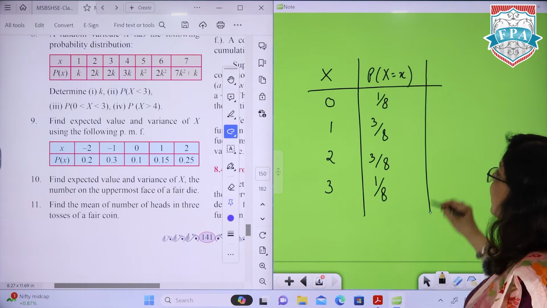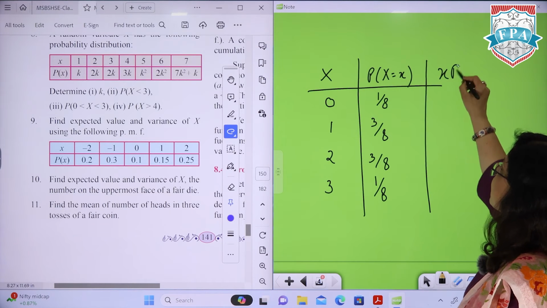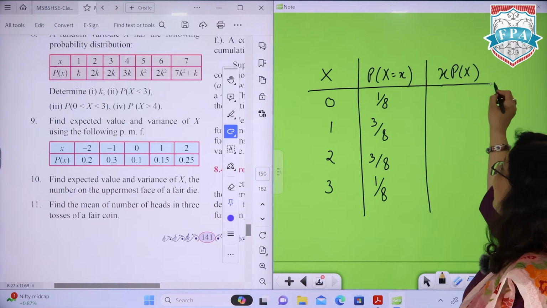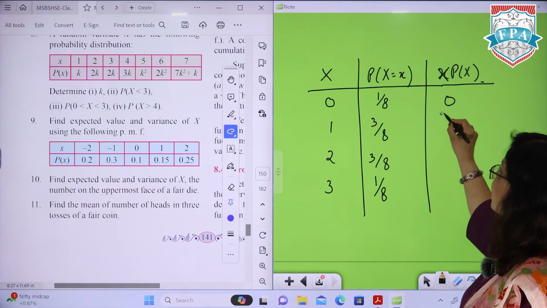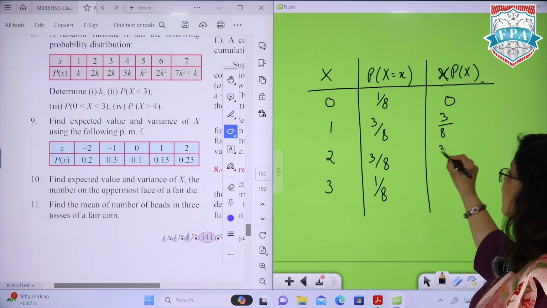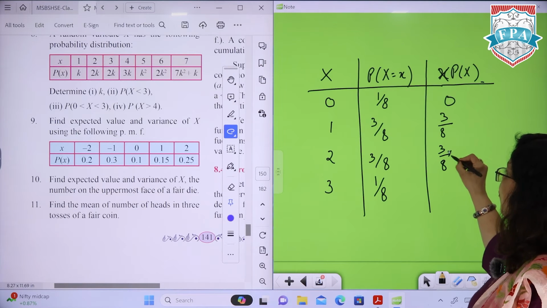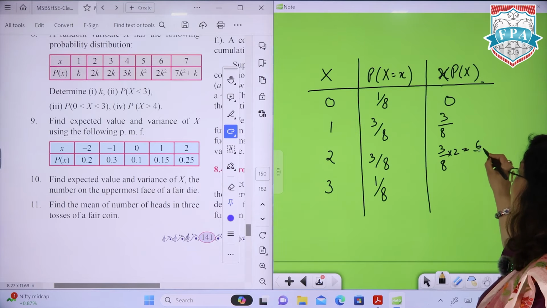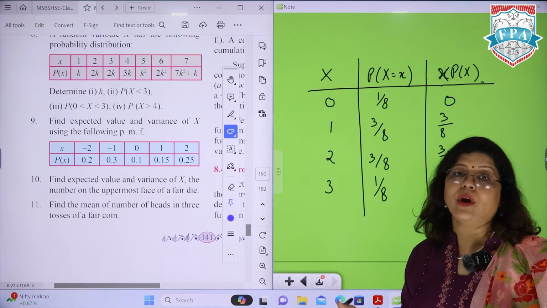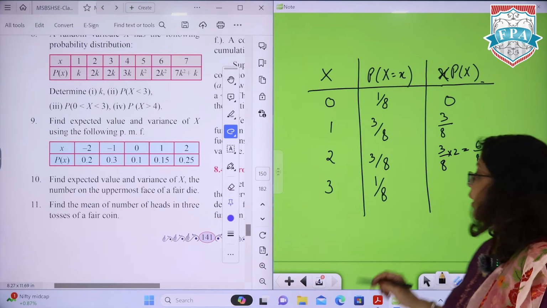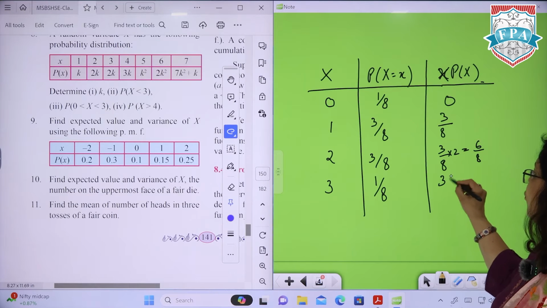The next thing is xp(x). So your value of x is 0 here. 0 into this is 0. This is 3 by 8. This is again 3 by 8 into 2, which is equal to 6 by 8. Don't try to cancel out 2 and 8. Addition will be easy if all the denominators are the same. Here it is 3 into 1 by 8, which is again 3 by 8.